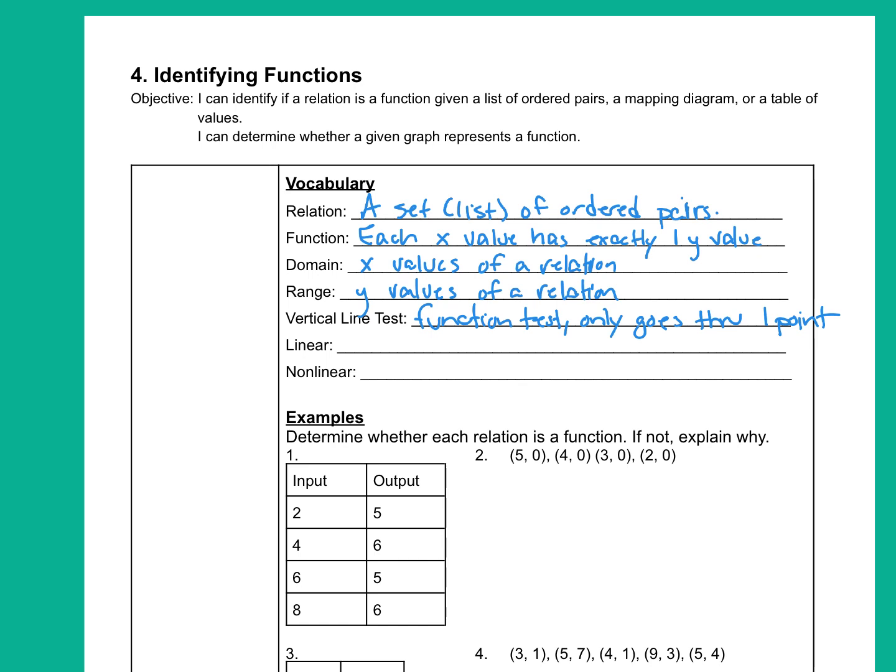And just a quick review of linear and nonlinear. Remember, linear is a graph that makes a single straight line. It doesn't change directions at all. And then a nonlinear is a graph that does not form a straight line.